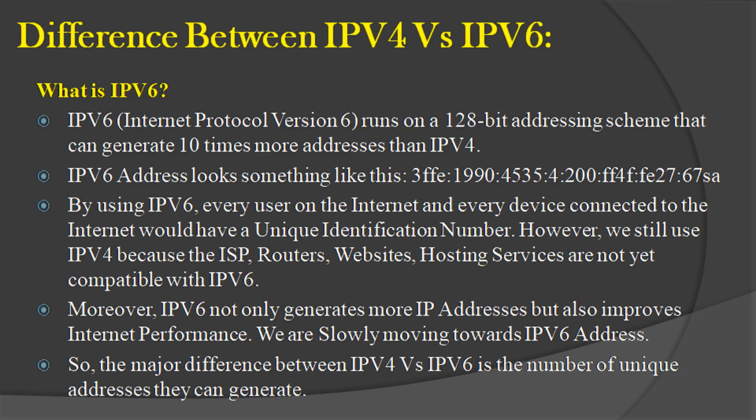What is IPv6? IPv6 runs on a 128-bit addressing scheme that can generate 10 times more addresses than IPv4. IPv6 address looks something like this. By using IPv6, every user on the Internet and every device connected to the Internet would have a unique identification number. However, we still use IPv4 because the ISP, routers, websites, hosting services are not yet compatible with IPv6.